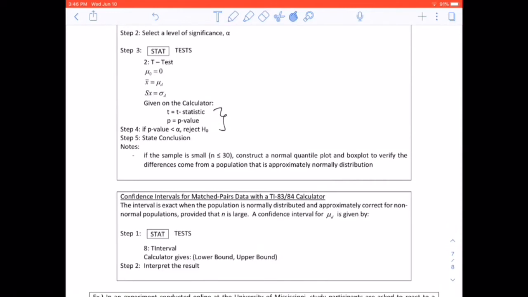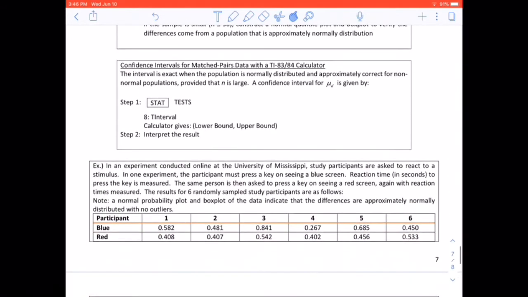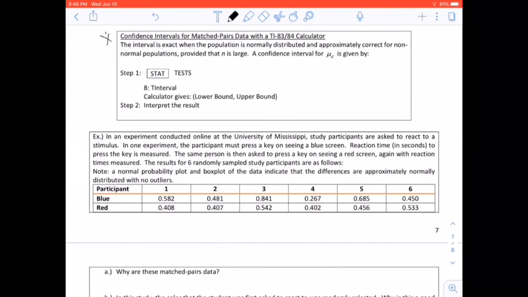It also says that if the sample is small, we say greater than or equal to 30, construct a normal quantile plot and box plot to verify the differences come from a population that's approximately normally distributed. Second box that we have down here is the confidence intervals for matched pairs data with a TI-83 or 84 calculator. The interval is exact when the population is normally distributed and approximately correct for non-normal populations, provided that n is large. A confidence interval for mu sub d is given by, we're going to use TInterval, and again it's going to be given as the lower bound and that upper bound.